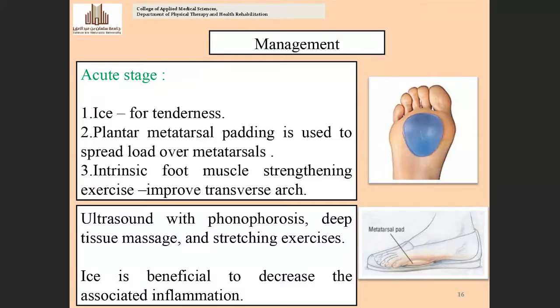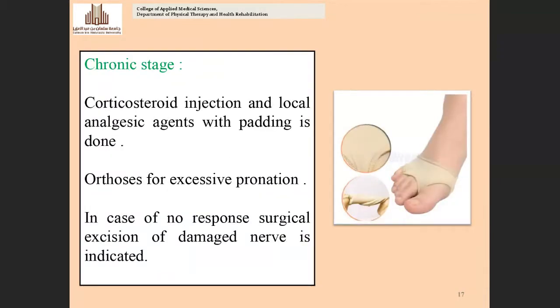So the next one, the person who is in the chronic stage. Acute stage means the pain is persisting less than a week, or less than 7 days. So how can you discriminate acute and chronic stage? The acute stage means the pain persists less than 1 week, less than 7 days. Chronic stage means the pain persists more than 2 months, and the stage between 1 week to 2 months is the subacute stage.